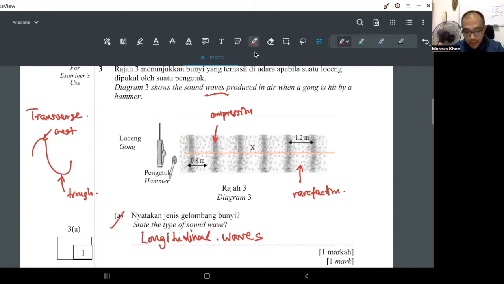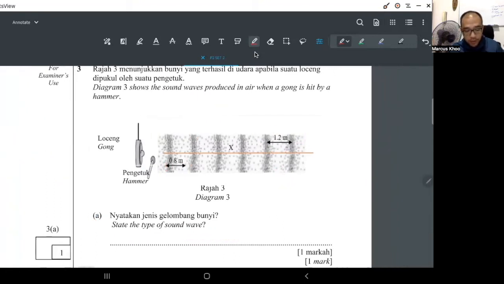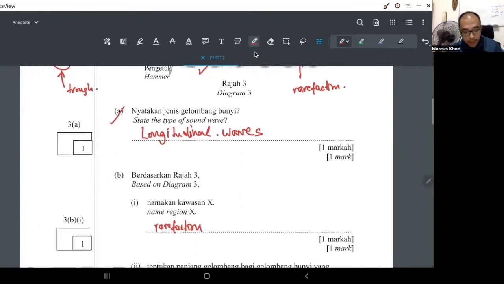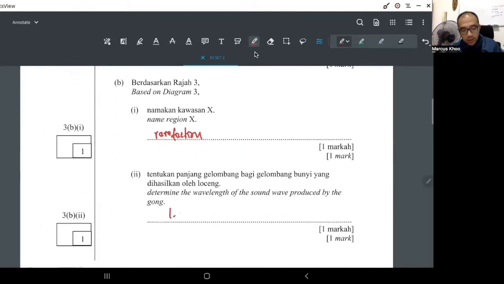So in this case, the obvious answer will be 1.2 because it is from compression to compression. Why can we not take 0.8? Because that is like the starting of the compression until the middle of the rarefaction. What are we measuring? It's not stated over there. So this one is 1.2 meters.